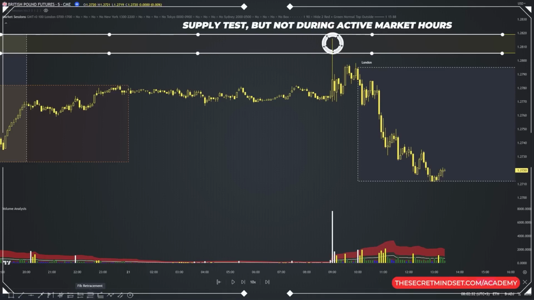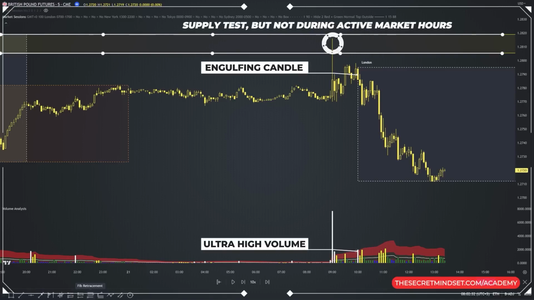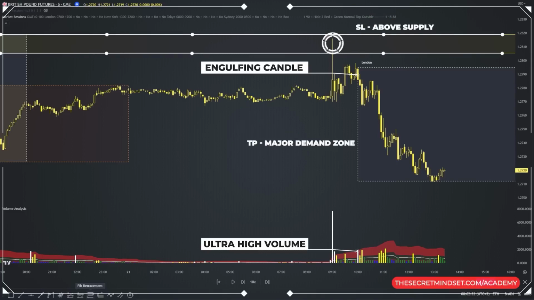Prices were initially rejected, but the market didn't go down strongly. Here's the entry trigger, right at the London Open: an engulfing candle with an ultra high volume. Stop loss goes above this area, or if you want to be conservative, above the supply zone, and take profit at the next major demand zone, somewhere around here.